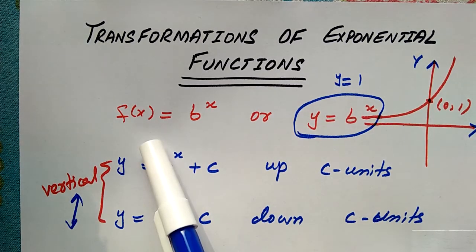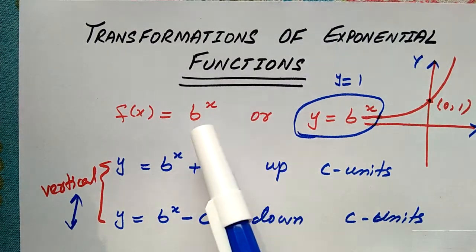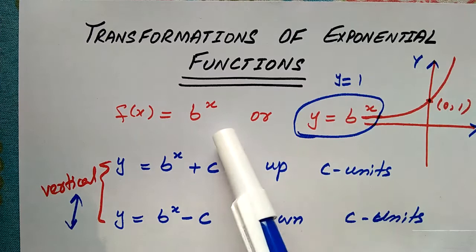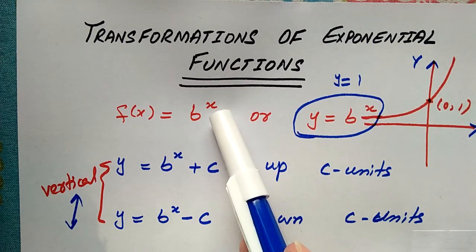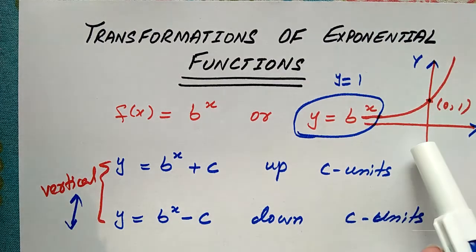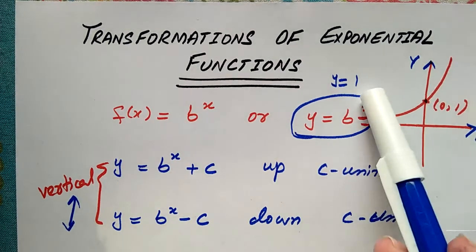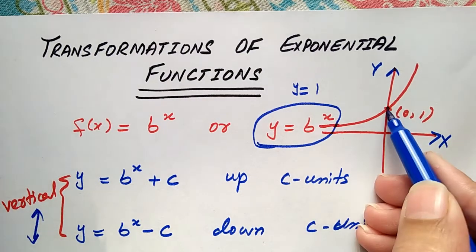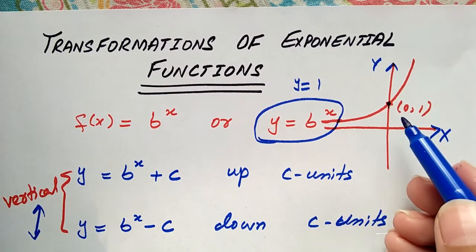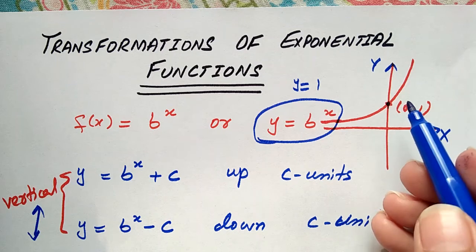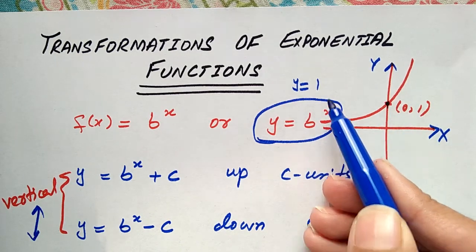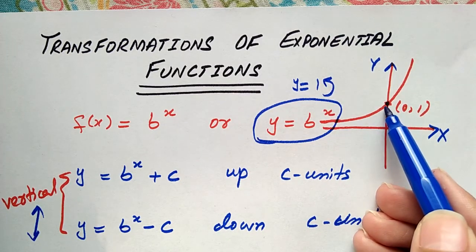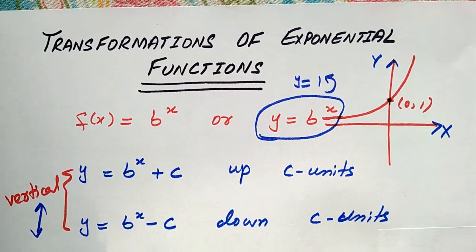Consider the parent exponential function f of x equals b raised to power x. This b is the base and x is the exponent. So in exponential functions we have variable x in the exponent. The general graph for this parent function y equals b raised to power x is graphed like this. This point is the y-intercept. At the y-intercept we put x equals 0 and then we will get y equals 1. So we will get the coordinate point (0, 1). That is the y-intercept of this exponential function.